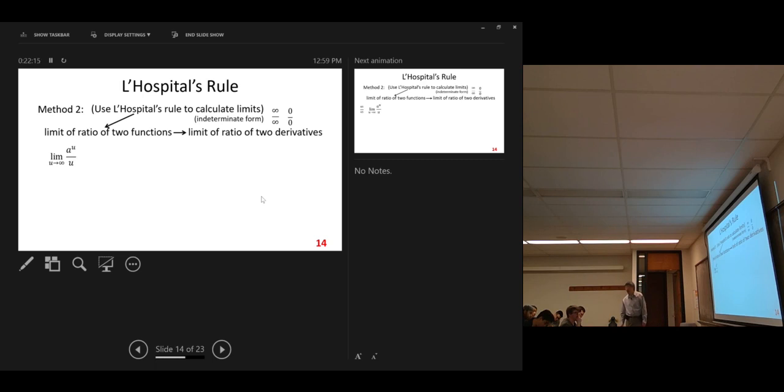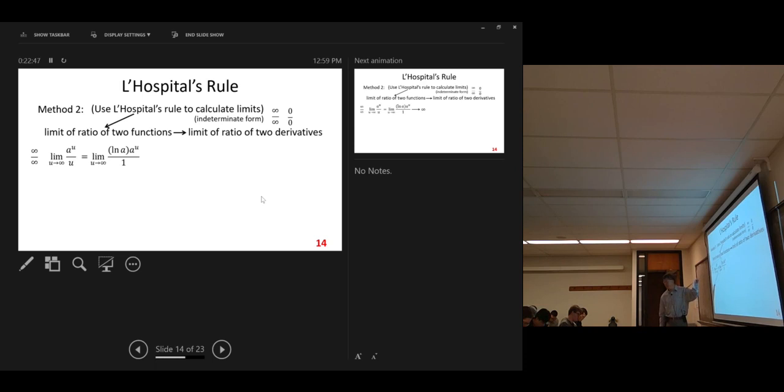Now, check. Is this an indeterminate form? Infinity over infinity. Yes, because when n goes to infinity, both numerator and denominator go to infinity. So no problem. We can apply L'Hopital's rule. Take the derivative. The derivative of n is 1. I hope you know that. Very simple. For the exponential function's derivative, there is a formula.